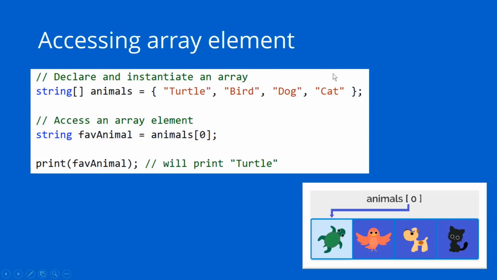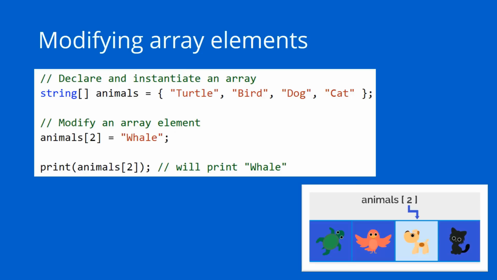So the last element is always positioned at the length of the array minus 1. In this example here, we're again declaring and instantiating an array, and in the next line of code, we are accessing one of the elements of this array. We are creating a new variable of type string, calling it favAnimal, like favorite animal, and we can access any element from our array by using the square brackets and indicating the index, the position of our element.